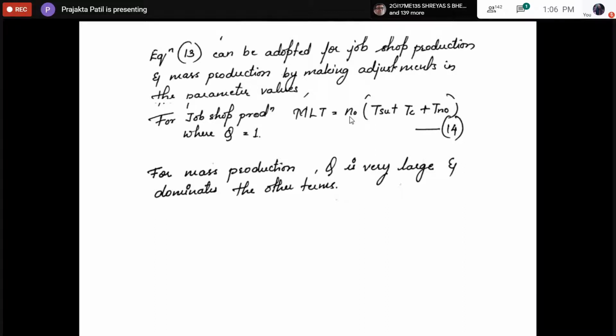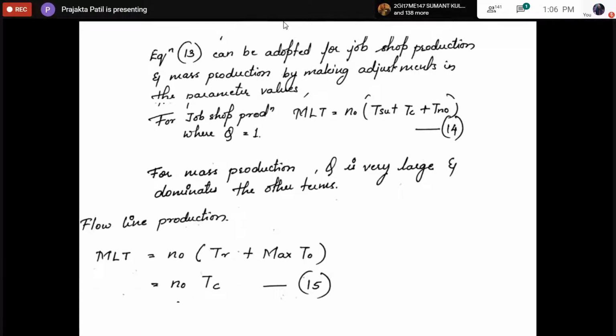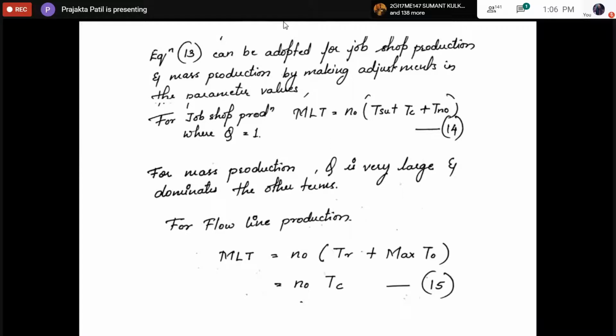In the case of quantity type mass production, in which a large number of units are made on a single machine, N naught is equal to 1, and the manufacturing lead time simply becomes the operation cycle time of the machine after the setup has been completed and the production begins. So this equation for mass production of quantity type is not very important here. We'll see what the equation is for the flow line type of production.